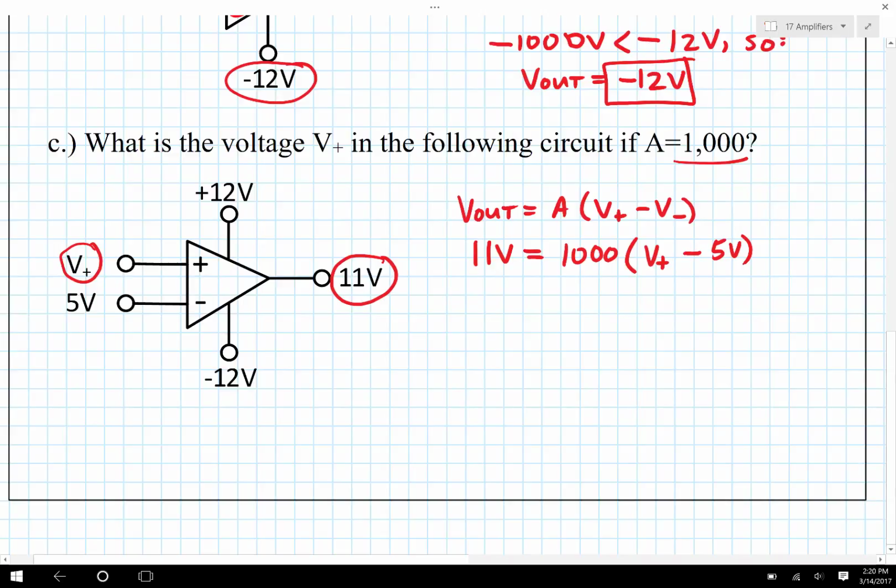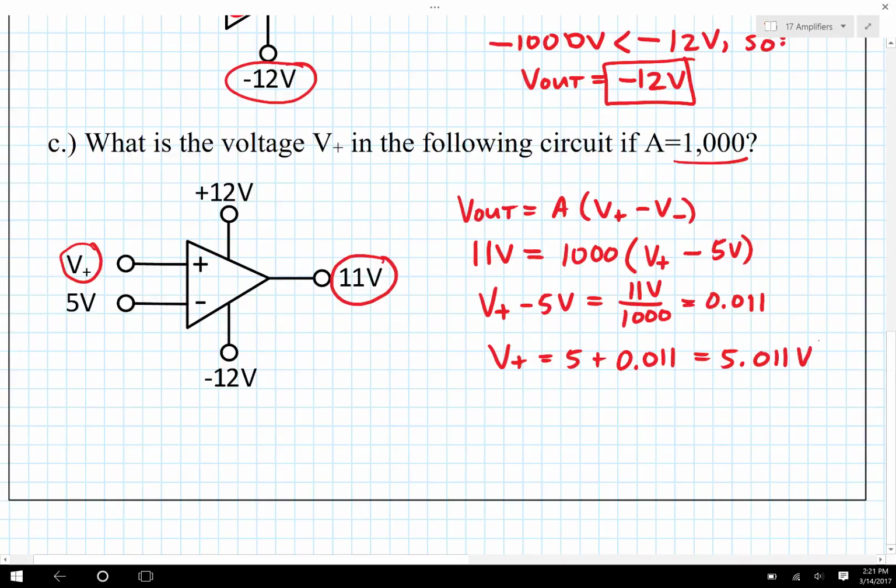One equation, one unknown, so I can see V plus minus 5 volts is equal to 11 volts divided by 1,000. This works out to be 0.011, and therefore V plus is equal to 5 plus 0.011, which is 5.011 volts.